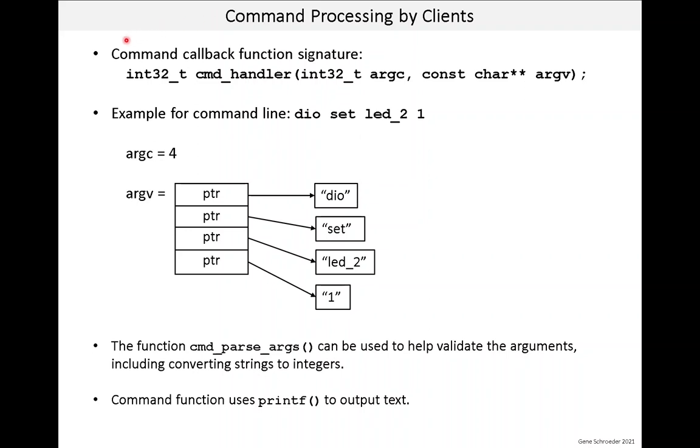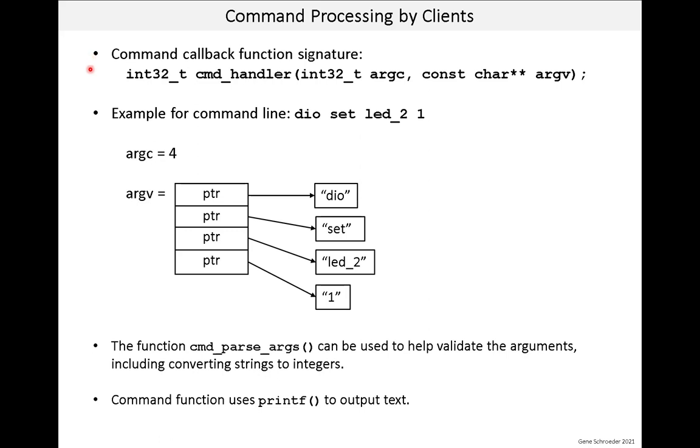The command handler function signature shows two arguments, argc, which is the argument count, and argv, which points to an array of pointers to the arguments themselves. You might notice that this function signature is the same as for the main function in a traditional C program. And even though I use the term argument, all of the tokens or words on the command line are passed in, including the client name and the command name.